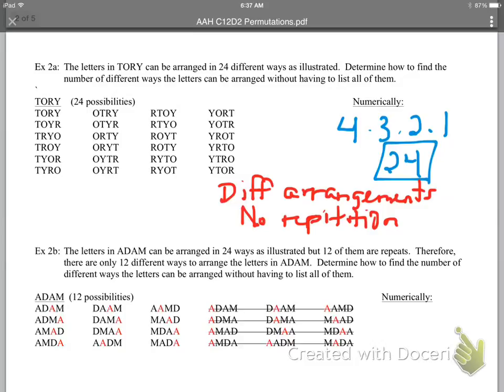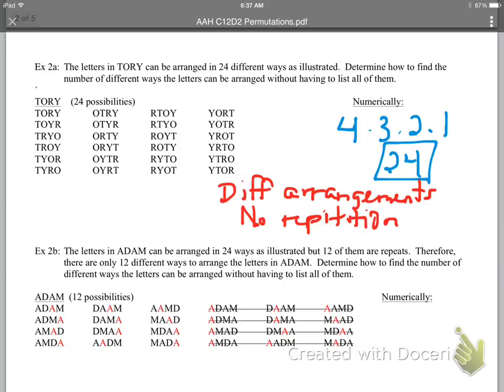Okay, and then down here, this next one with Adam, now we have something different. The problem is we have different arrangements, but not within the identicals. In other words, Adam is the same as Adam because we have those two A's and we can't tell the difference between them. So we don't have any repetition here.